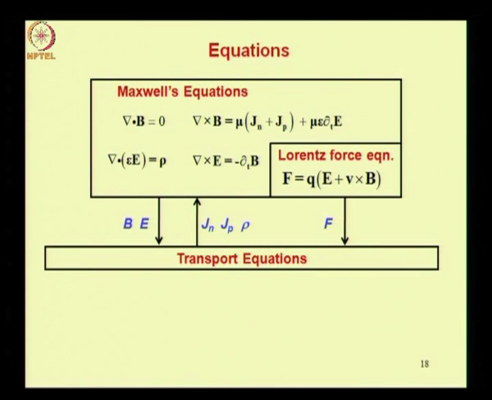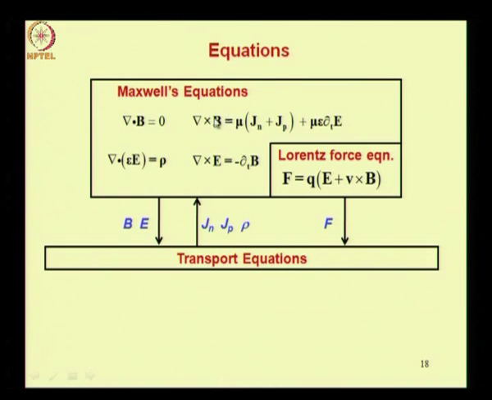So these are the electromagnetic field equations written in this box here, and the arrows indicate that B and E are obtained as solutions of Maxwell's equations and fed into the transport equations. Similarly, the Lorentz force equation gives you the information about the force F. E and B are obtained from the Maxwell's equations and then fed into the Lorentz force equation. The transport equations, on the other hand, yield Jn, Jp and rho, and this information is required here.